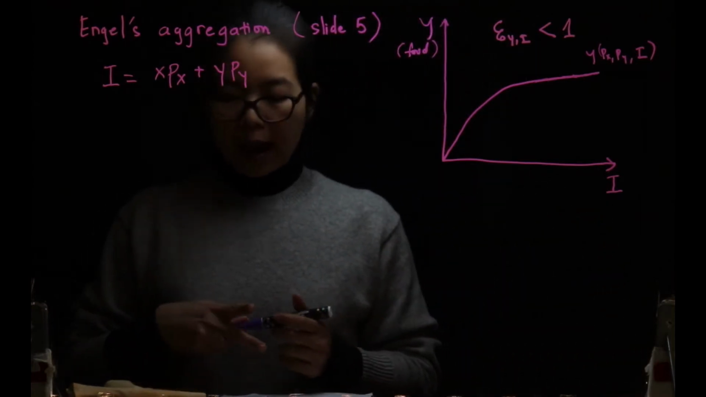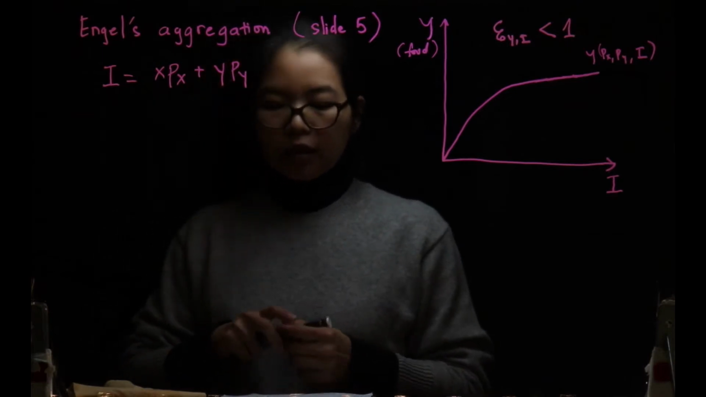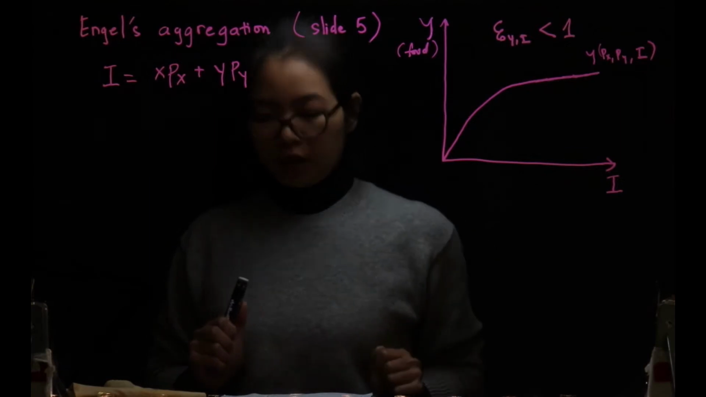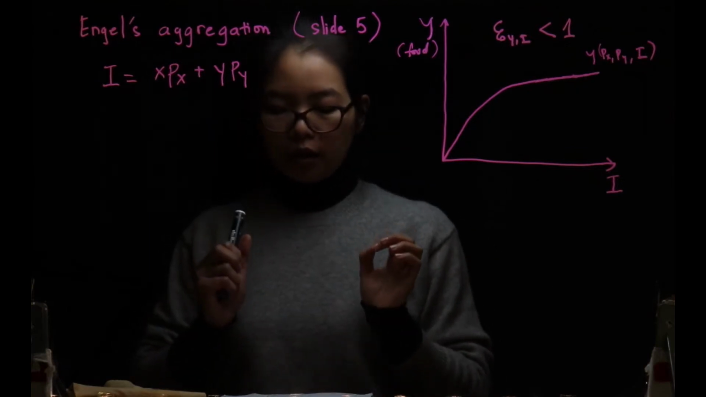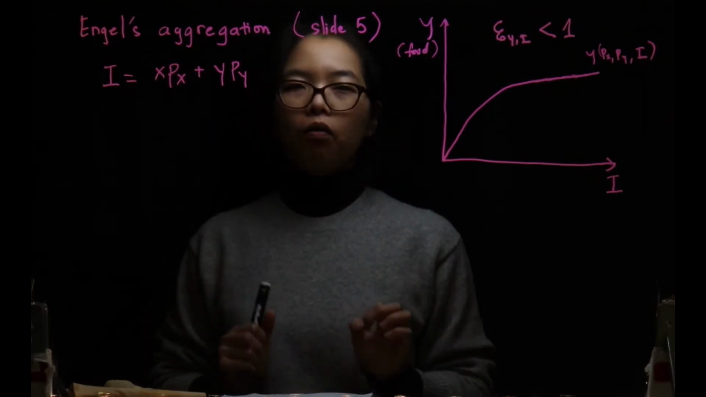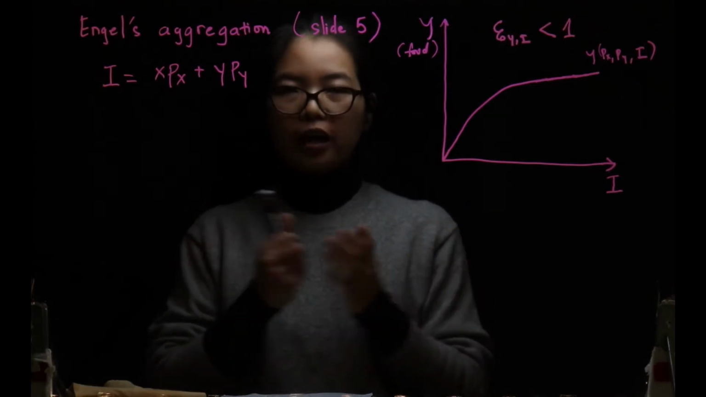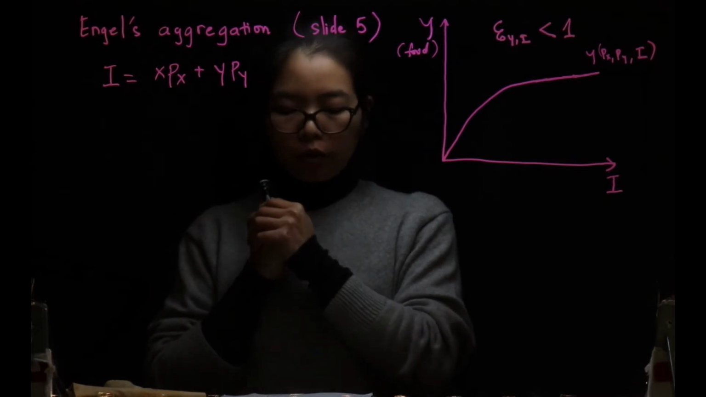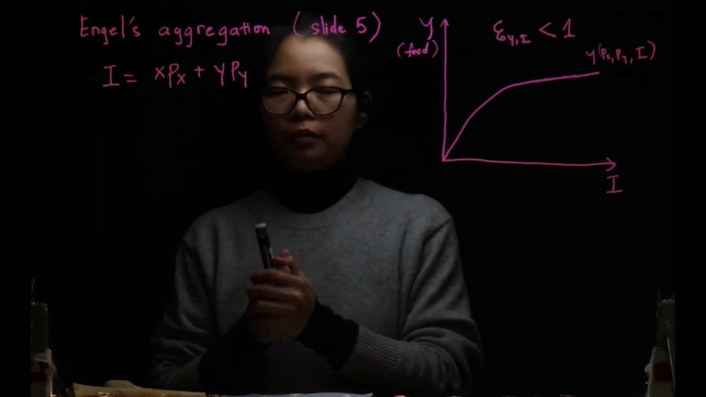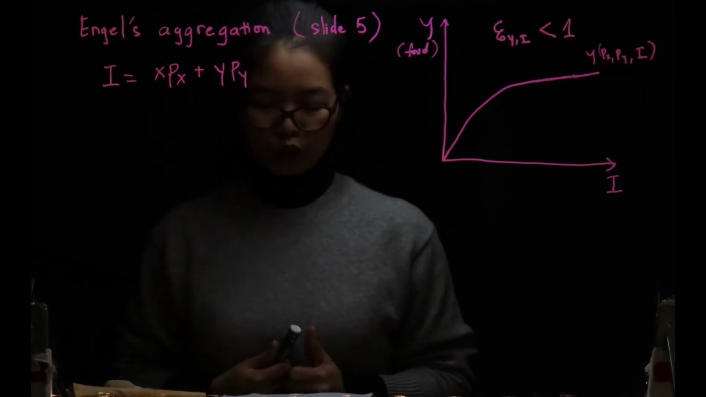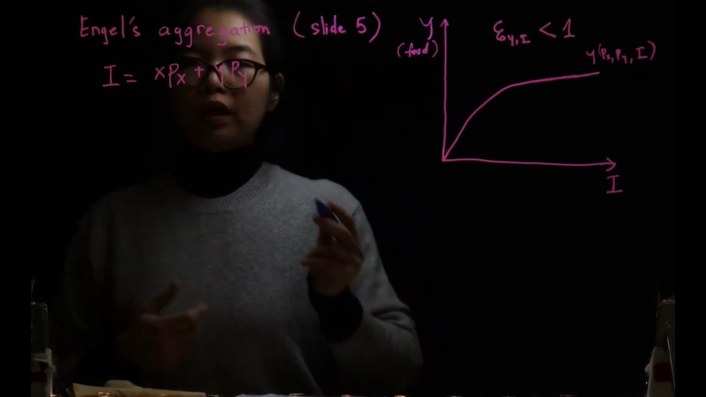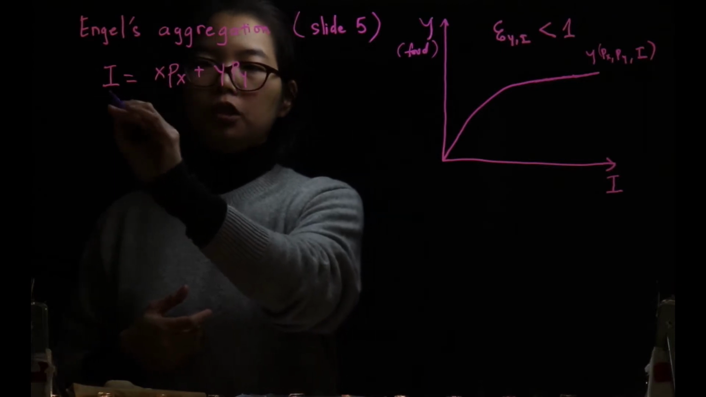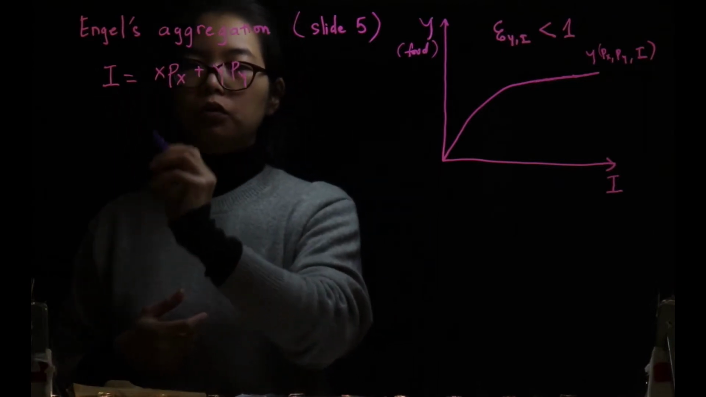And the Engel's aggregation says that because of this, the income elasticity for all other goods together in one, let's say, composite will be larger than 1. How can we prove that? We could prove that by differentiating the budget constraint with respect to I.